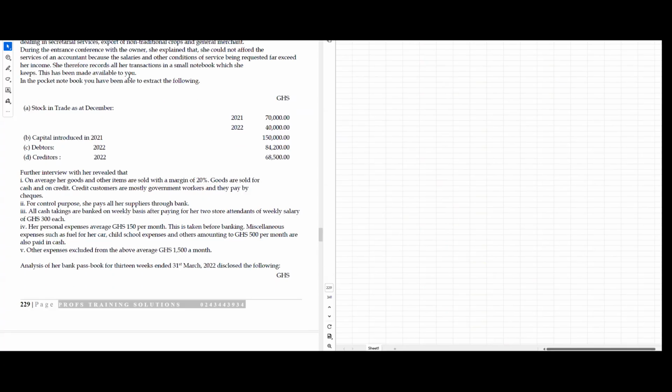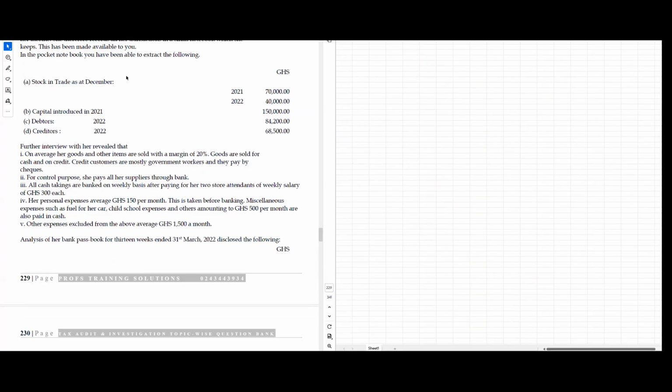So can we do Mina Planche? Now, based on what we are seeing, it means she started business when? 2021. Because here they said she introduced capital in 2021. This capital, they are just trying to make students see that there's no need for opening inventory because that was the very first year she started business. Do you get the whole idea? So that means any opening inventory, no.